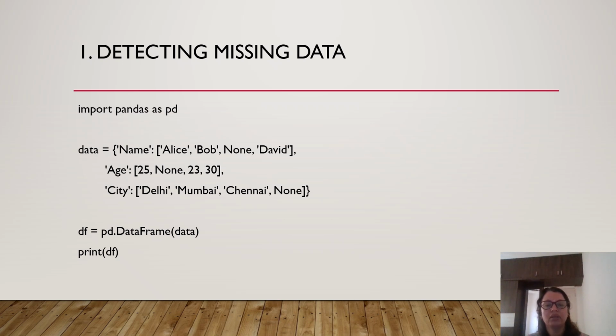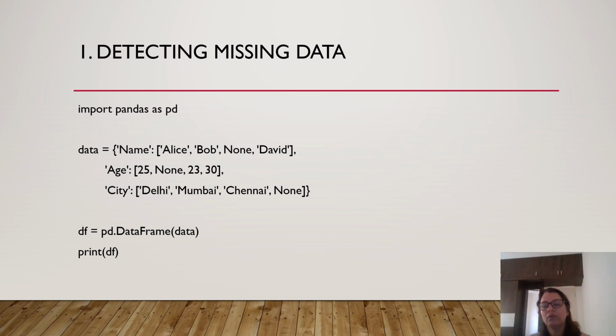So for name I have taken four names: Alice, Bob, None and David. For age I have taken 25, None, 23, 30, and for city I have taken Delhi, Mumbai, Chennai, None. So here if you see, the data contains missing values, that is None. For age also, for name also, for city also it contains missing values.